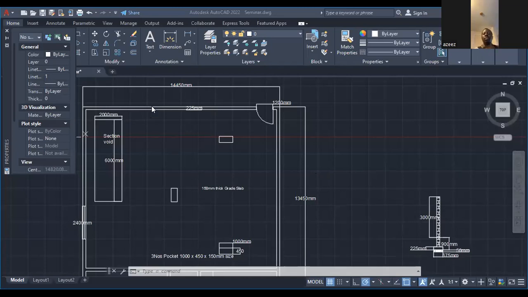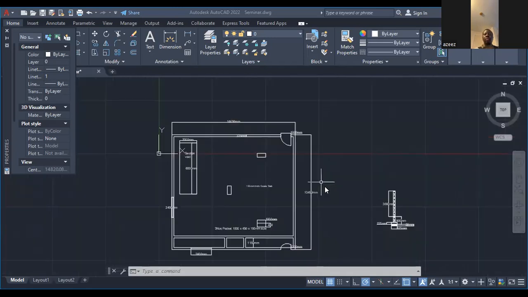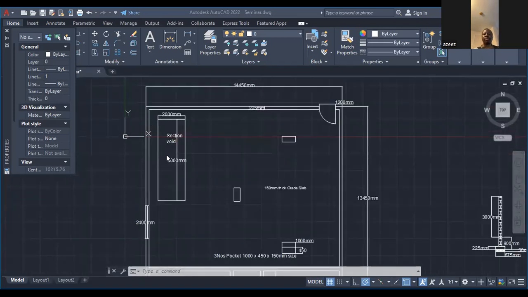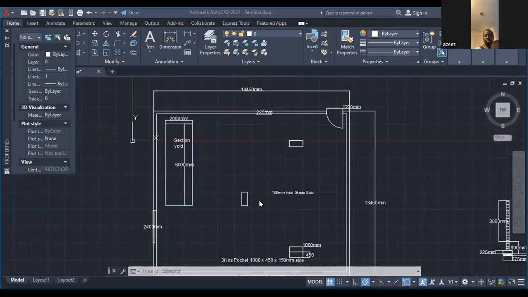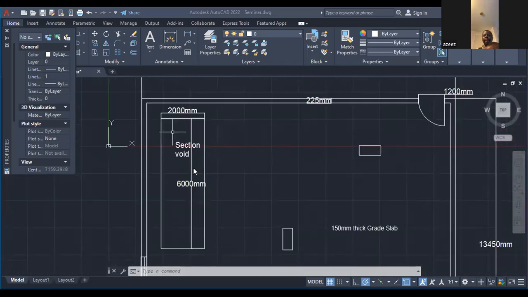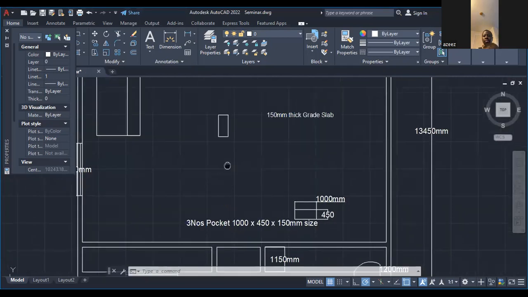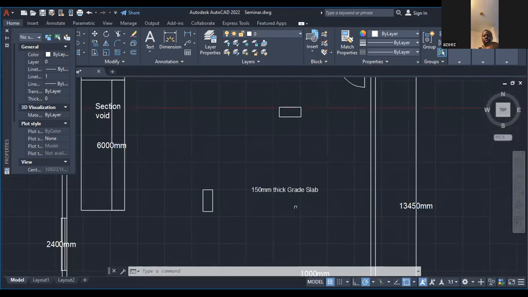Okay, the length of the building is 14.45. Can you see it now? Yeah. And the breadth is 13.45. Then on the drawing, we also have some features, like a proposed control building. So we have a feature for a void, maybe because they want to fix one equipment that will go down to the foundation. There are some other voids also, like this one that is 1 meter by 450 mm. Then the thickness of the slab is 150 mm thick.